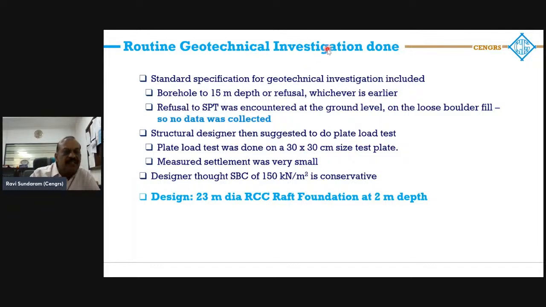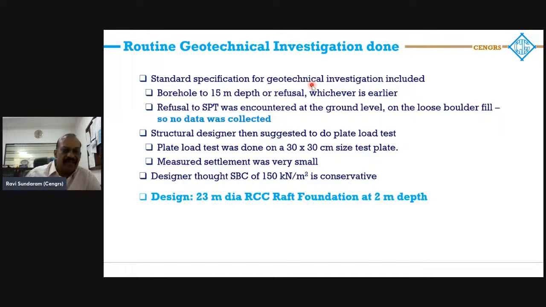So a routine geotechnical investigation had been done at that time. The standard specification says you drill borehole to 15-meter depth or refusal, whichever is earlier. So refusal was met on the ground surface, so no data was collected, because on the boulders, the refusal was met, and they did not go further.